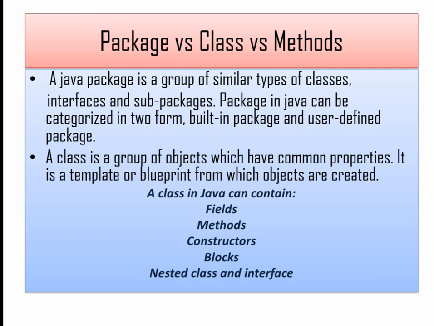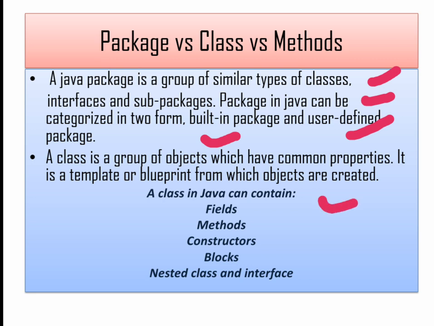See the definition. A Java package is a group of similar types of classes, interfaces and subpackages that you will learn later. Packages in Java can be categorized into two forms: built-in package and user-defined package. Built-in packages are the packages given by Java itself. Once you install the Java software, you will get these packages. But some packages are also made by programmers while making projects.